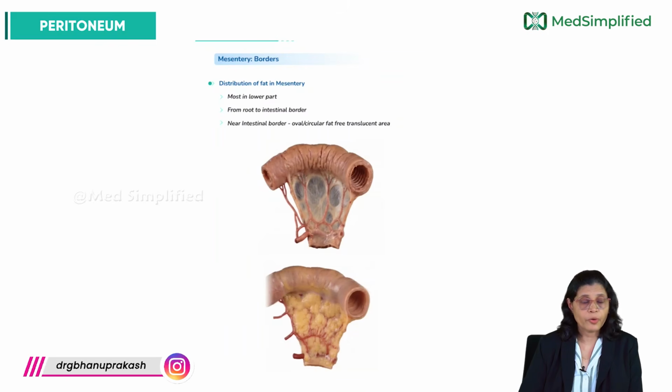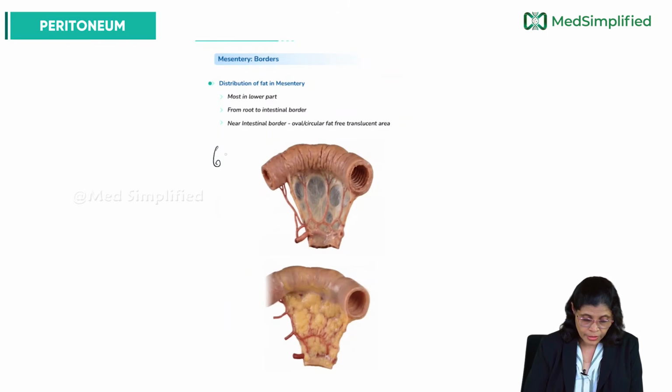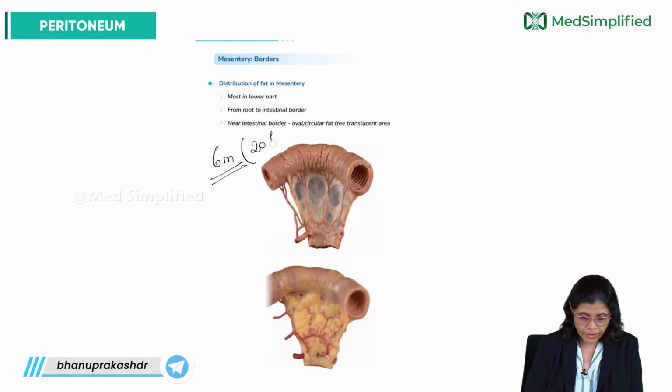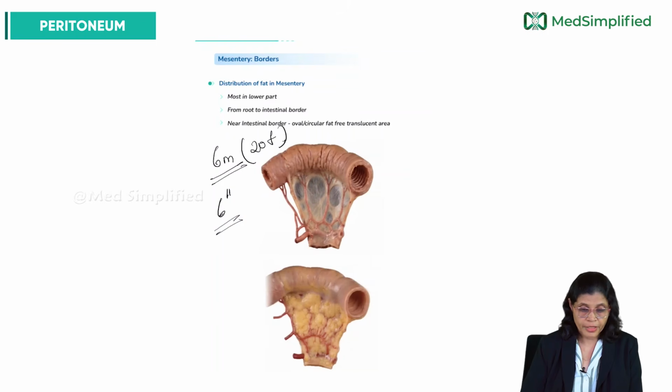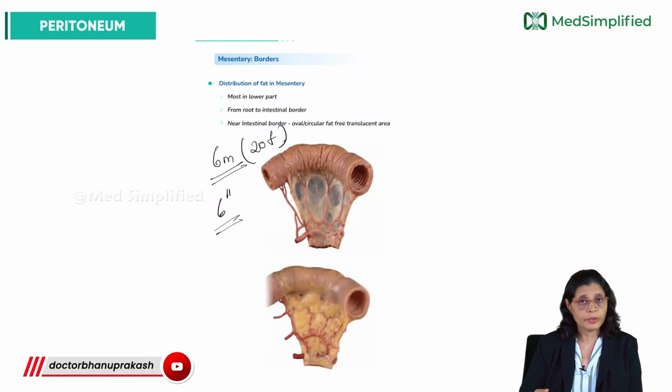Next is the free border or the intestinal border. Now this free border is about 6 meters, almost about 20 feet in length, and it will be enclosing the jejunum and the ileum. So that is the free border. The root of the mesentery is about 6 inches long in the periphery, whereas the free border is about 6 meters.